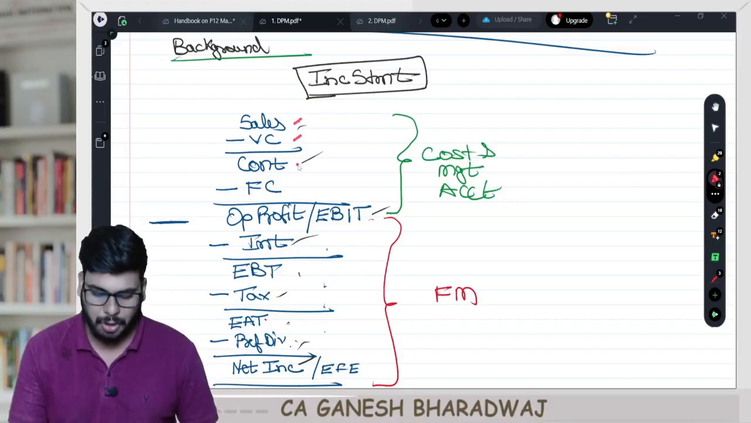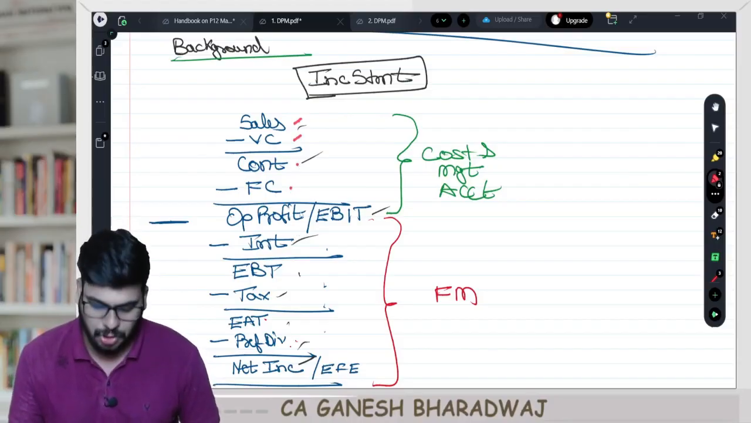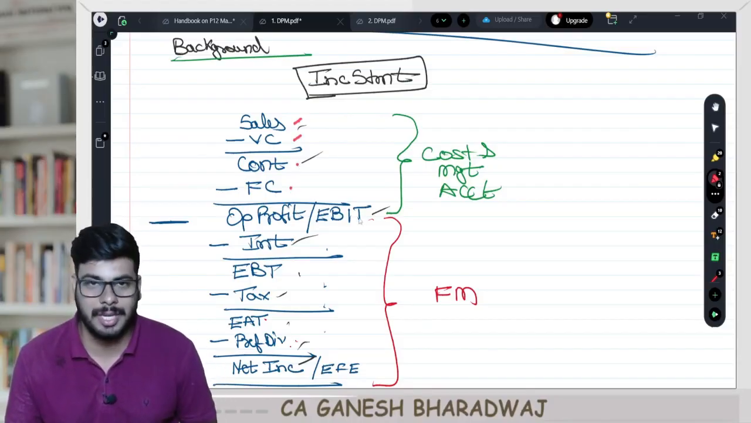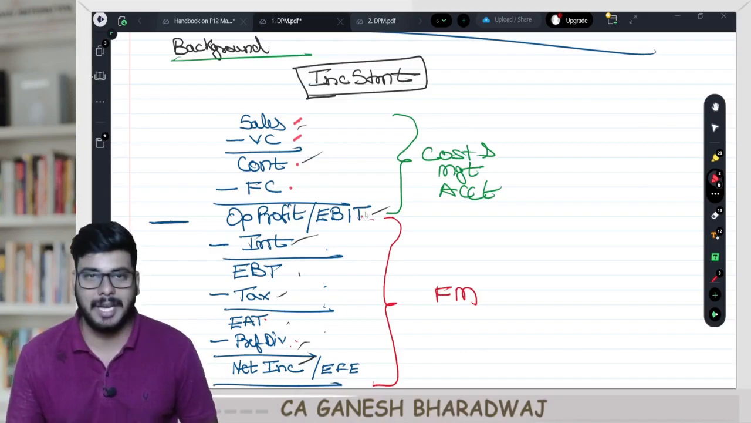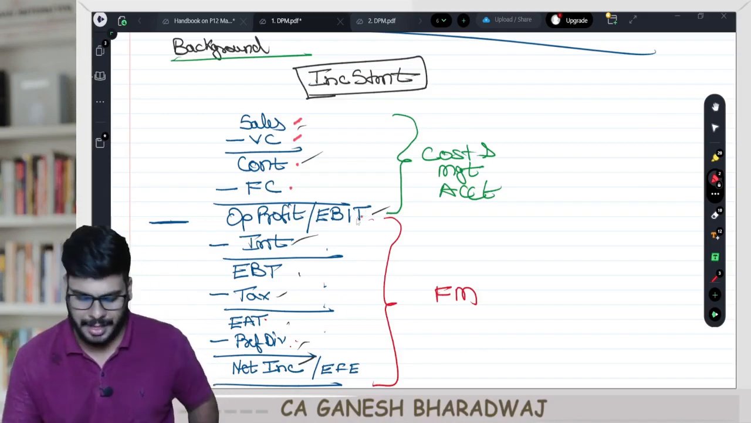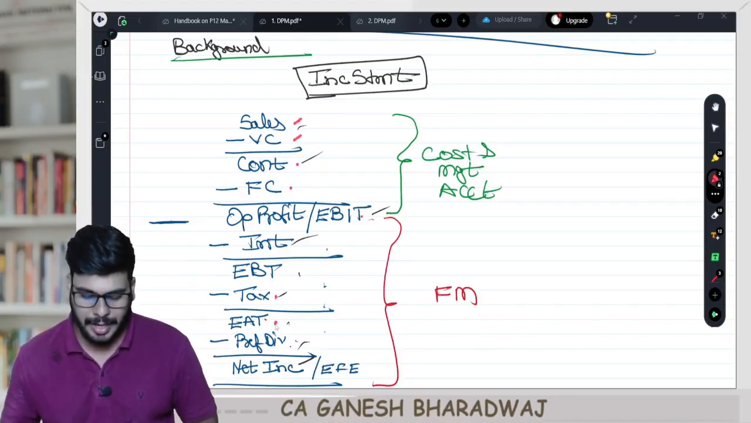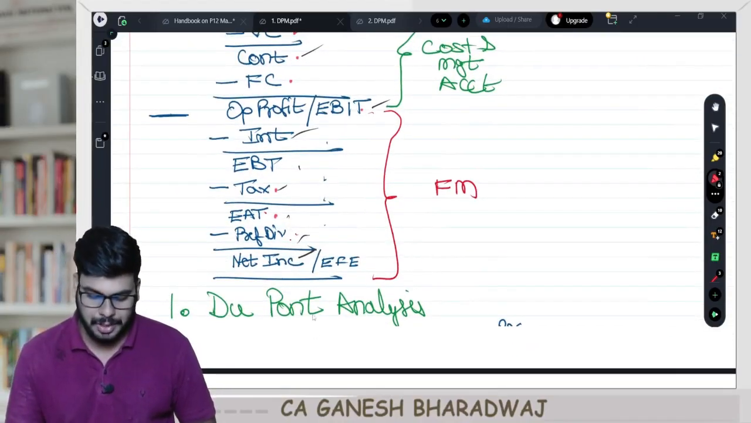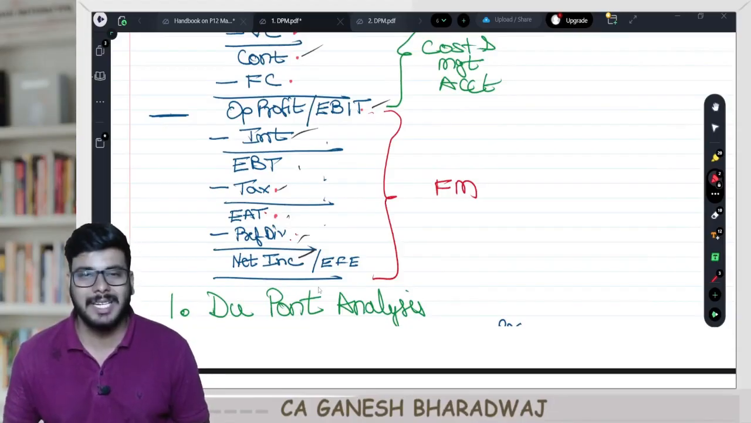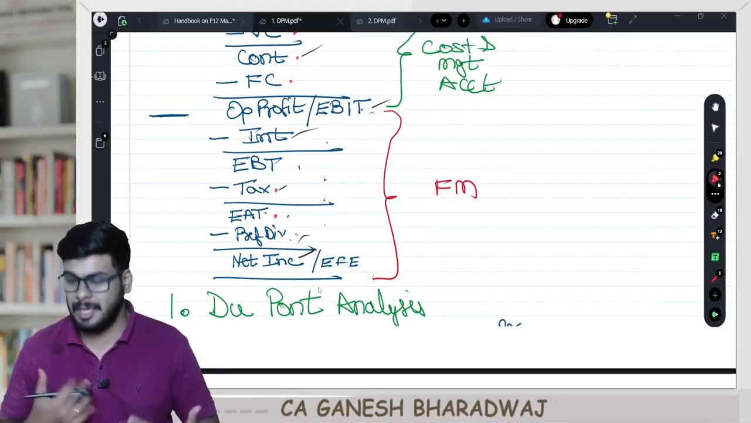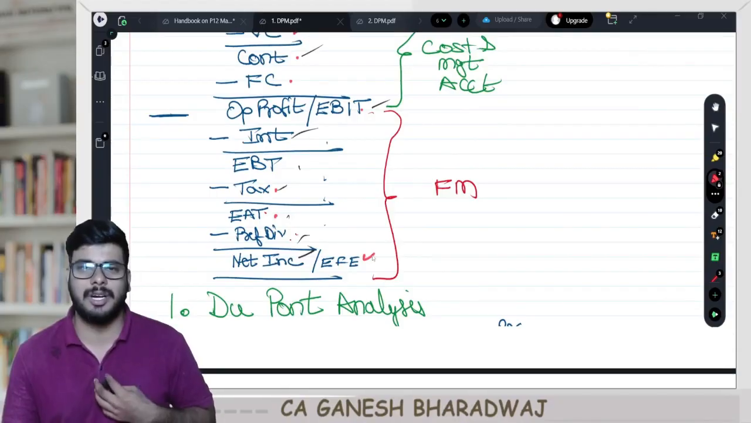Sales minus variable cost gives you contribution, minus fixed cost gives you operating profit. It's also known as EBIT. EBIT means what? Earnings before interest and tax. First, you reduce interest, you get EBT. From that, you reduce your tax, you get EAT. From that, you reduce your preference dividend. You have what you call net income, or this is also known as earnings available for equity shareholders, which I call EFE.